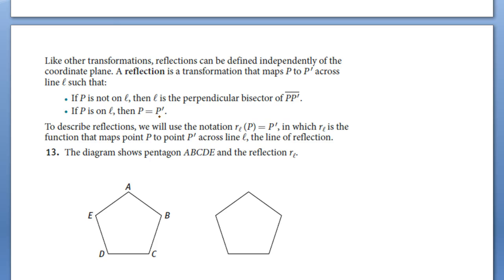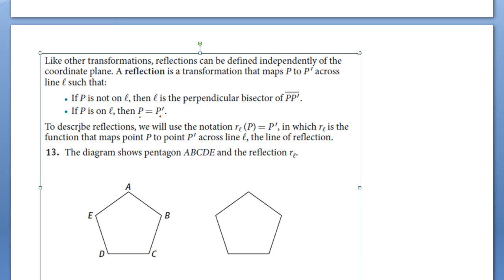Think of that as the case of that tuba player on the tip of the arrow, the guy that didn't move at all. His original location was equal to the image of that location. To describe reflections, we will use this notation. There's going to be a lowercase r for reflection, and then a subscript will be whatever the line of reflection is. In this case, a cursive L, so line L. And then right here, this is the pre-image, the thing that's being reflected, and then that will equal, and then this will be the image. So what this is saying is if we reflect point P over line L, that will map to, or that will go to, P prime.